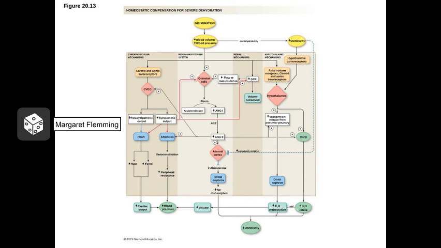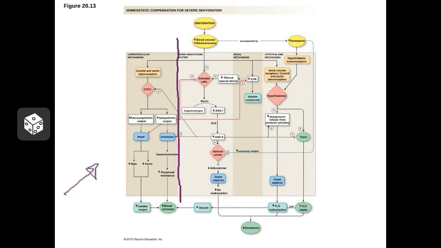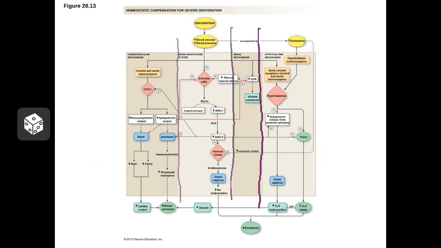Again, this flow chart, instead of blood pressure, shows you what would happen under conditions of dehydration. Well, if you're dehydrated, your blood volume and blood pressure are going to drop. So take a look at this mechanism and see if you can follow, but break it up into chunks. Look at the cardiovascular mechanism, the renin, angiotensin, aldosterone system, the renal mechanisms, and then what the hypothalamus does for us.